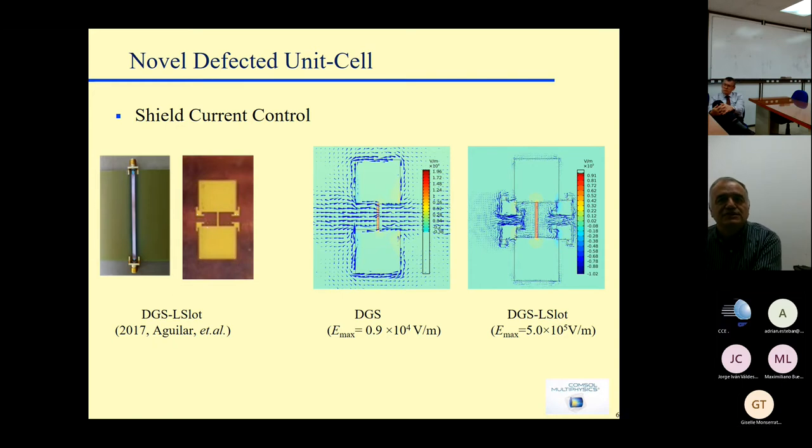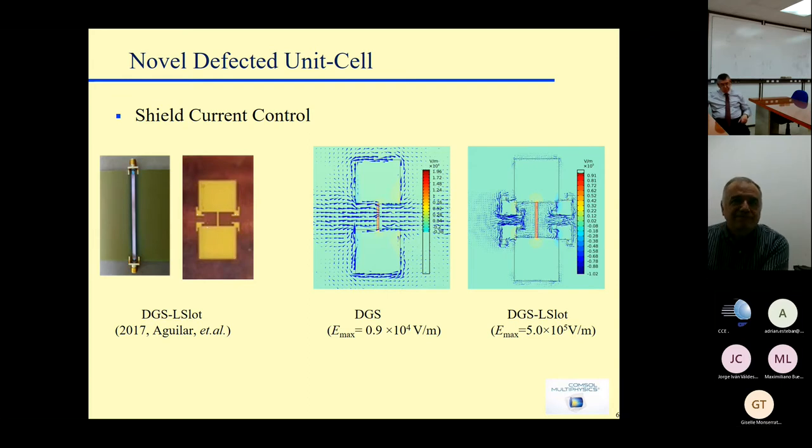And the DMS shows a lower magnetic current. This means that we are controlling the currents that are flowing around the apertures. On the other hand, we can see that DGS have a very large current in the ground plane. So that implies that we have more radiation in the structure, which is undesired in the frequency response.